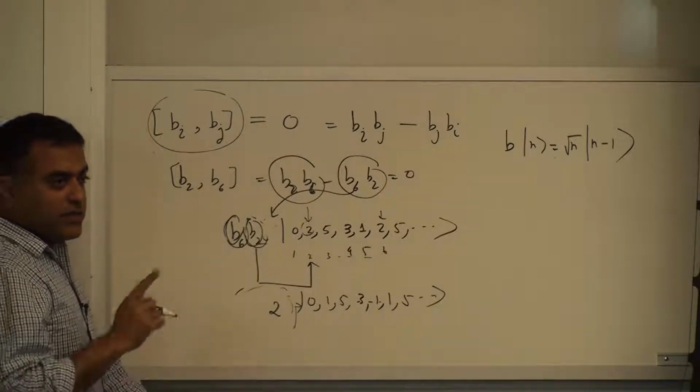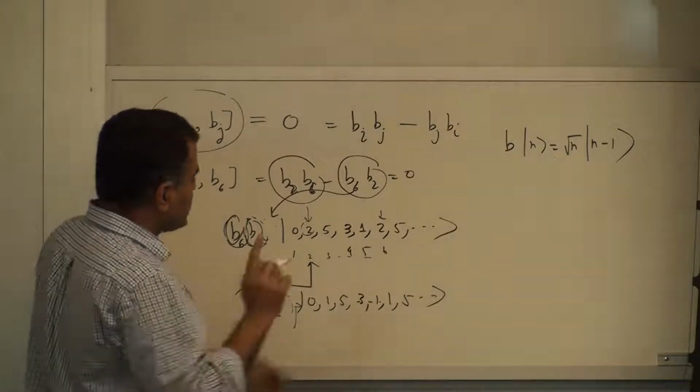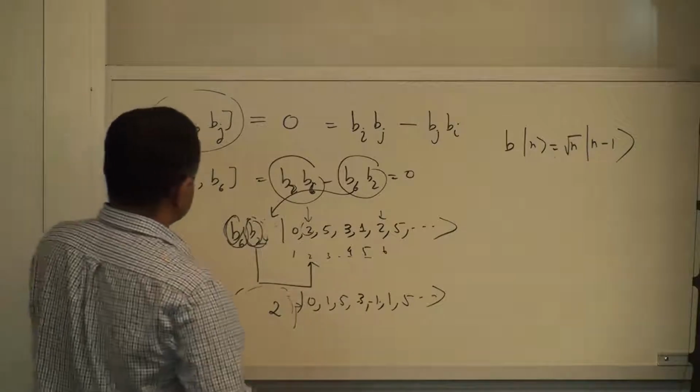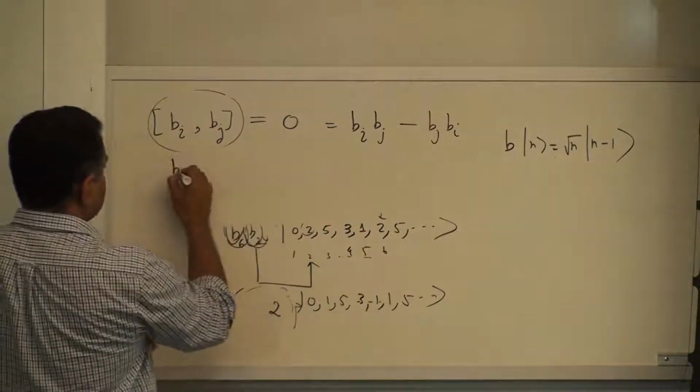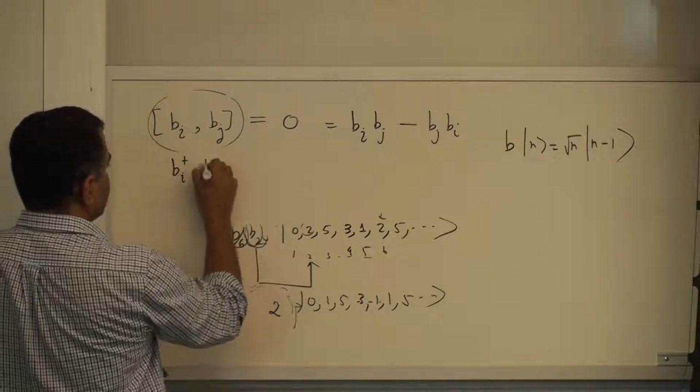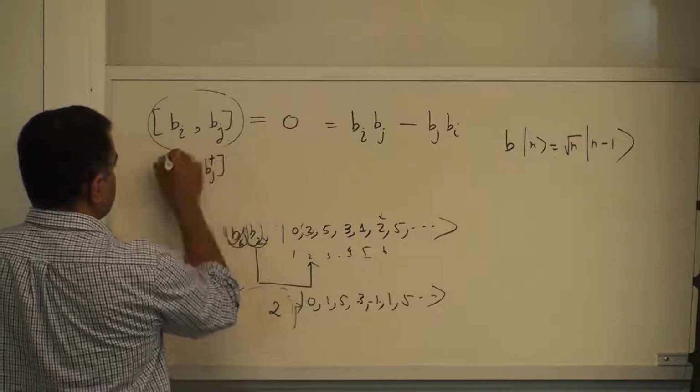If you go to fermions, actually, let's finish the discussion of bosons first. So that's one relation. Okay? The second relation is if I do the same thing but with creation operators, I still get a 0.